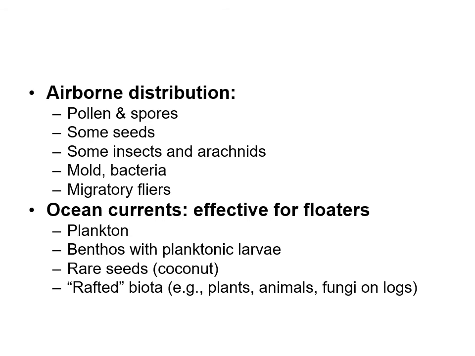Ocean currents are very, very effective for our passively floating organisms. Plankton, any kind of benthic organism that has a planktonic larva. There's a number of organisms that may be stationary at the bottom of the seafloor in their adult stage, but as juveniles, they are planktonic and freely float. And we have rafted biota: plants, animals, and fungus, things that can be rafted on logs.